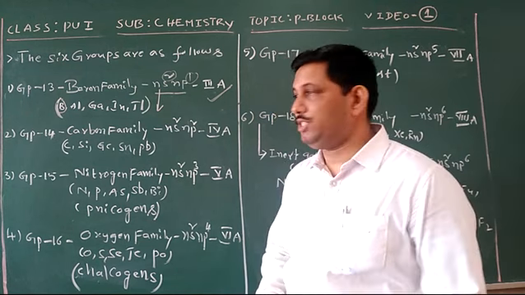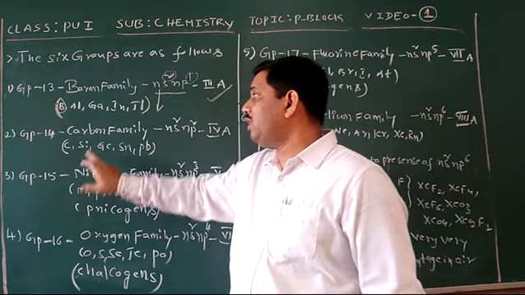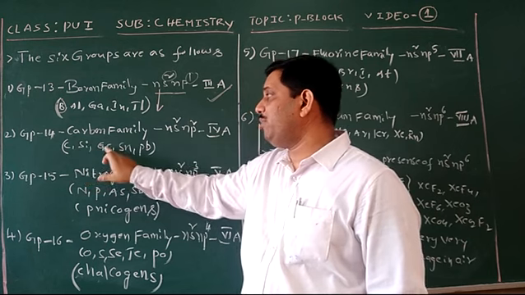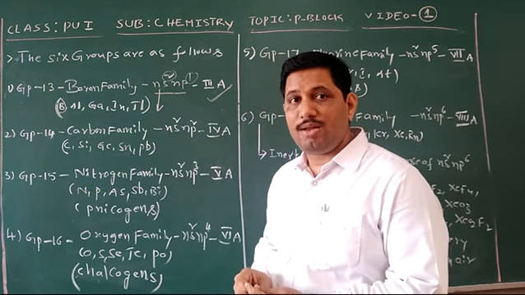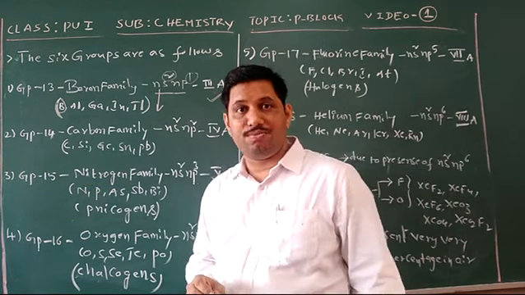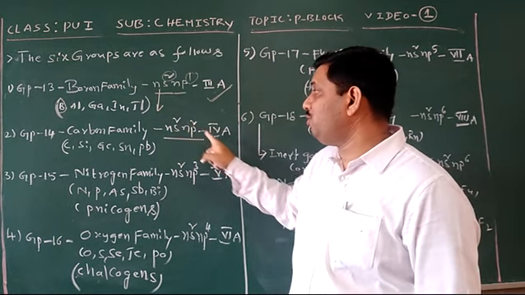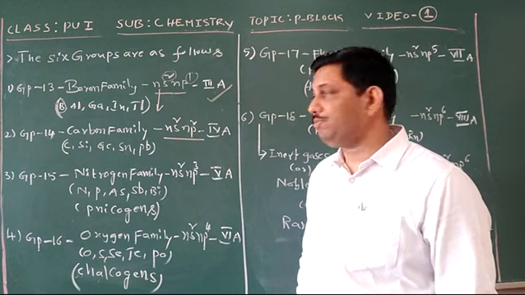Similarly, other groups, students. Group 14, carbon family. The elements present in this are carbon, silicon, germanium, tin and lead. The general valence shell electronic configuration of these elements is ns2np2. Since 4 electrons are present, it is known as 4A.